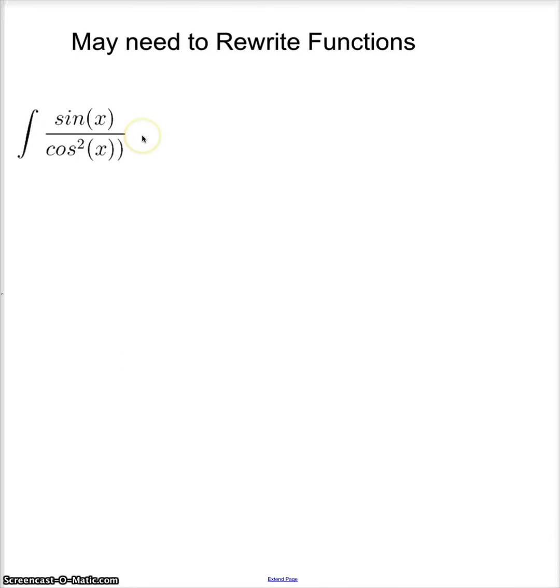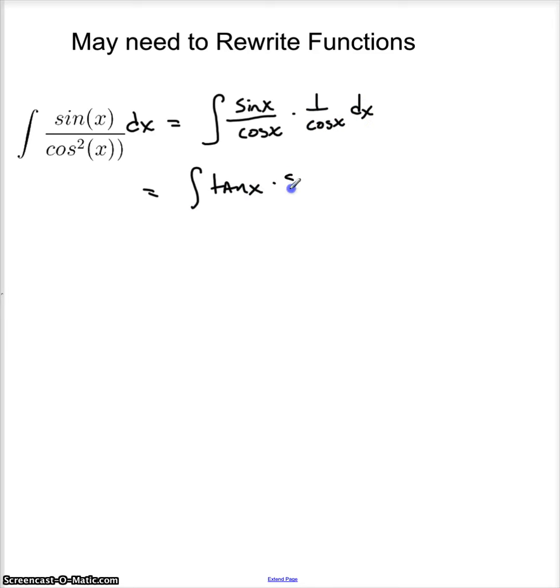Suppose I have a function, the integral of sine x over cosine squared x. Suppose I were to rewrite this as the integral of sine x divided by cosine x times 1 over cosine x dx. All right, this is the integral of tangent x times the secant x dx. Now, I know from my table, which we've memorized, that this is secant x plus c.